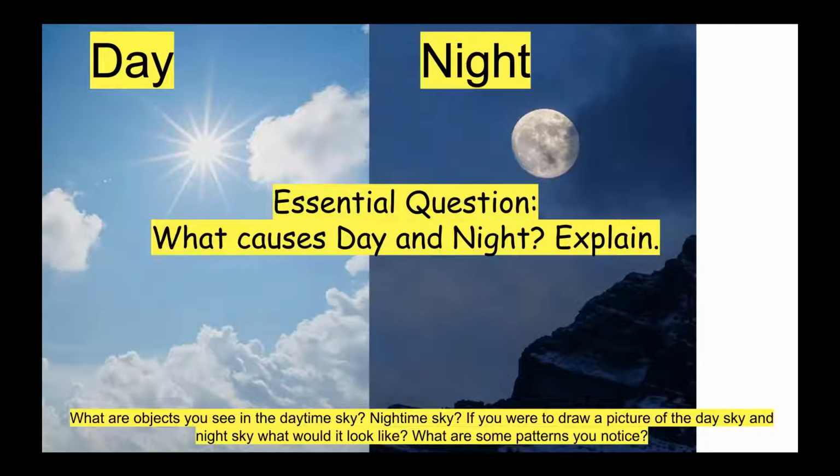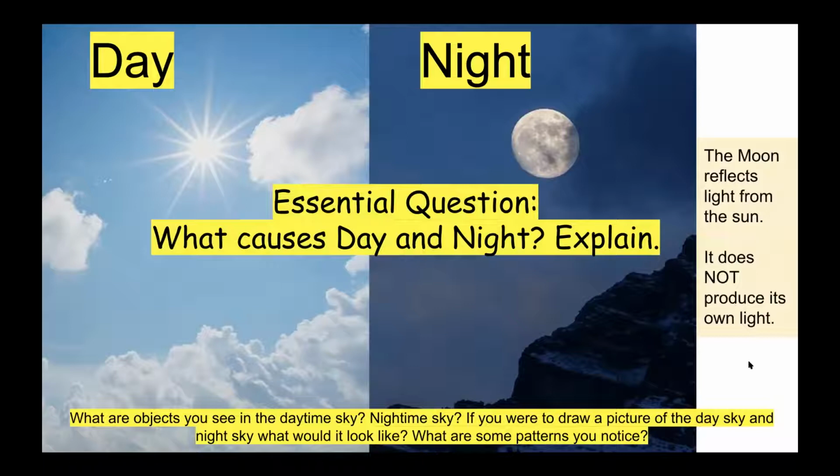So as we go through our presentation today, our essential question is what causes day and night? And hopefully by the end of this presentation, you'll be able to explain what causes that. So keep that in mind so that you can answer that by the end of this segment. So what we're going to look at now is just a quick little video that helps us understand the apparent motion or movement of our sun across the sky.